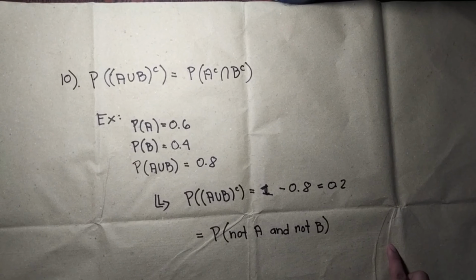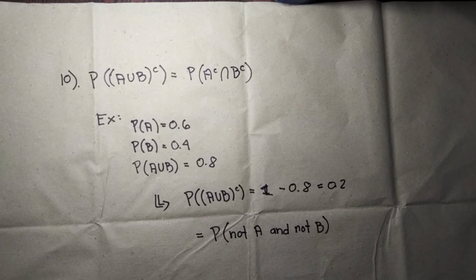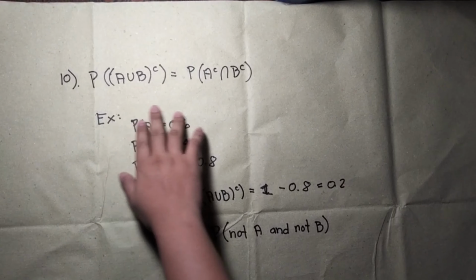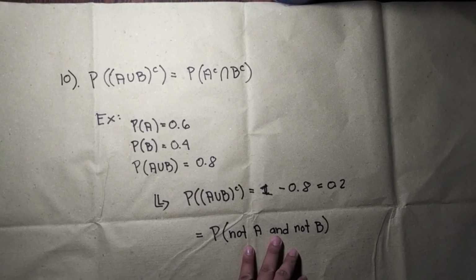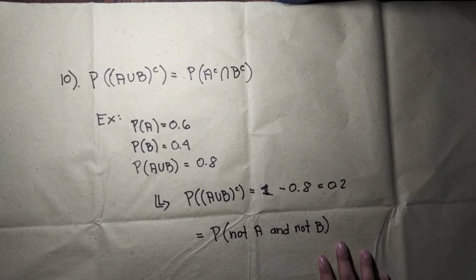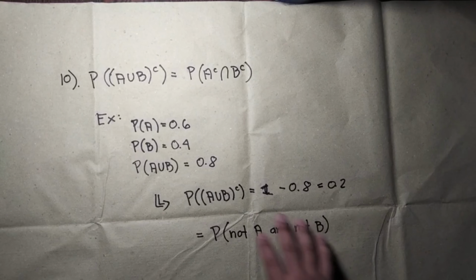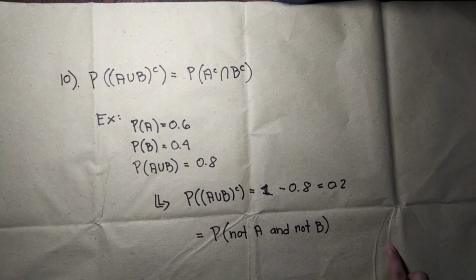For example, the probability of A is equal to 0.6 and the probability of B is equal to 0.4. Now, if the probability of A union B is equal to 0.8, then the probability of the complement of A union B is equal to 1 minus 0.8, which is equal to 0.2. This equals the probability of not A and the probability of not B.